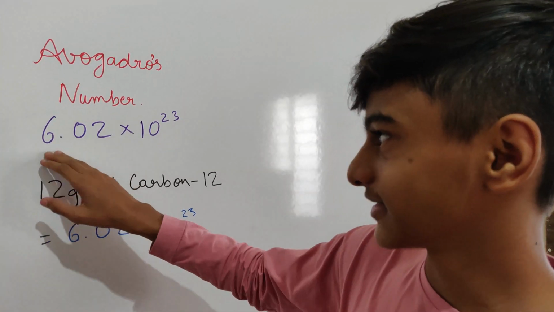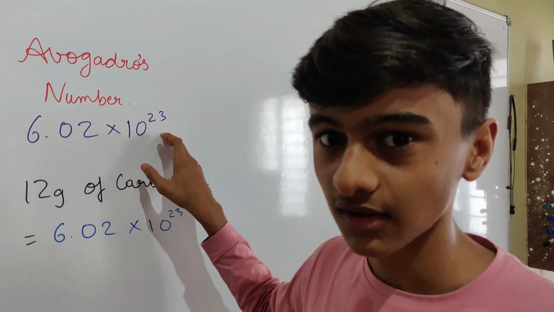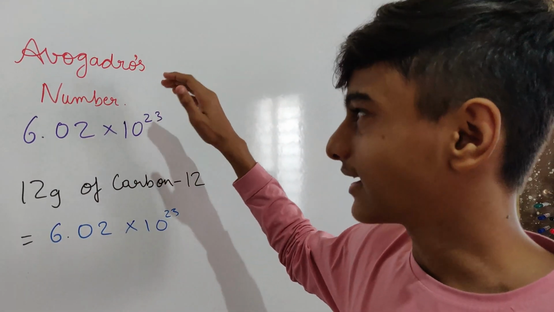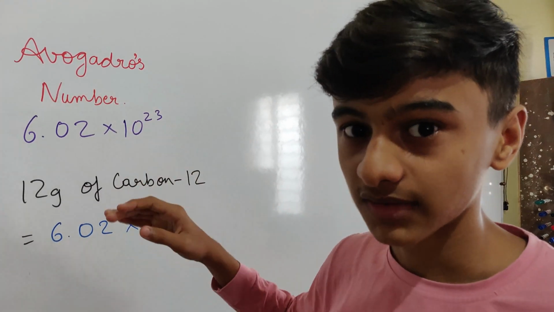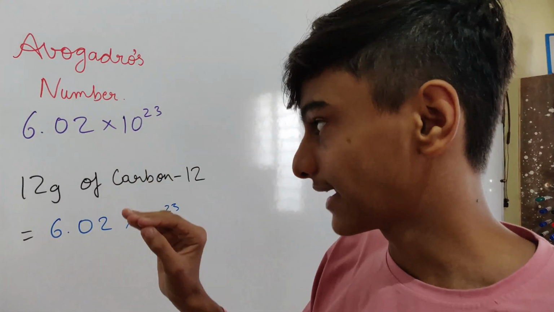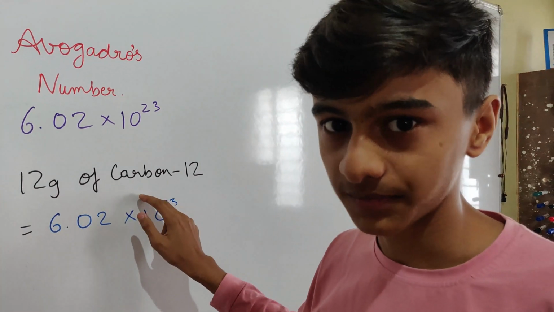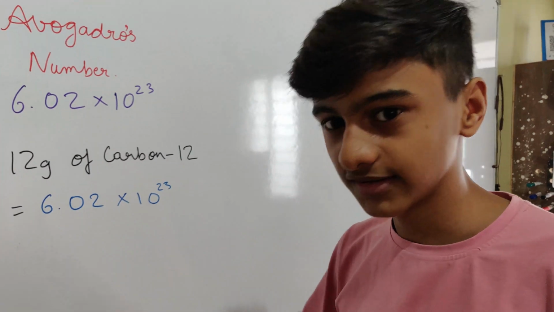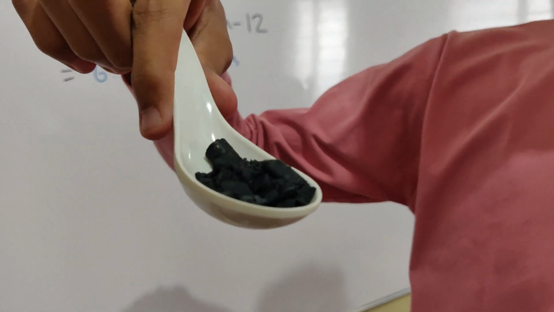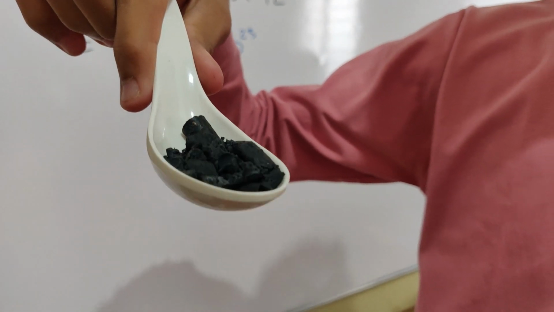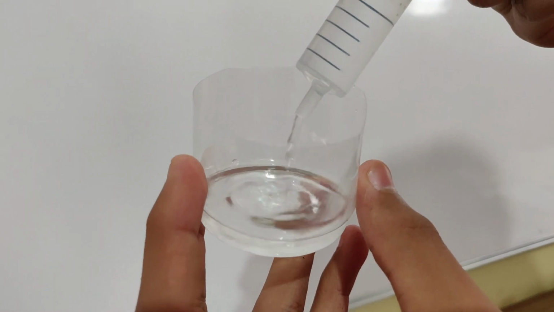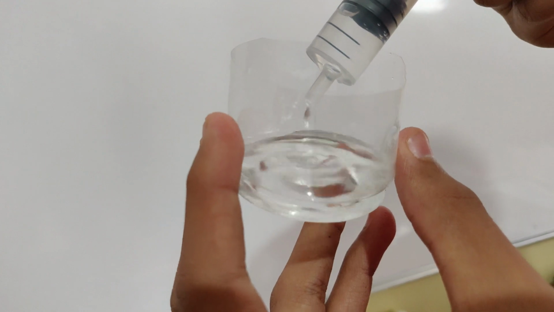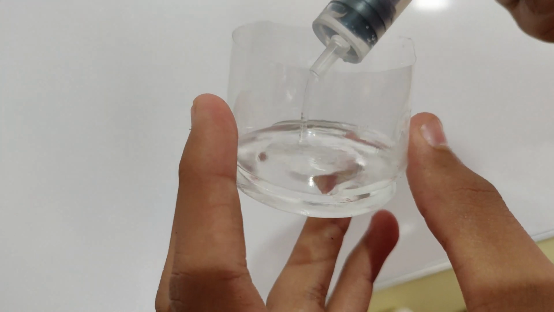So this number right here, 6.02 times 10 to the 23, which you call a mole, is also known as Avogadro's number. And he decided to use this number because it is the exact number of atoms in 12 grams of carbon-12. And if you don't know how much is 12 grams of carbon, it is this much right here. So for you to visualize, this is how much a mole of all the water molecules will look like.